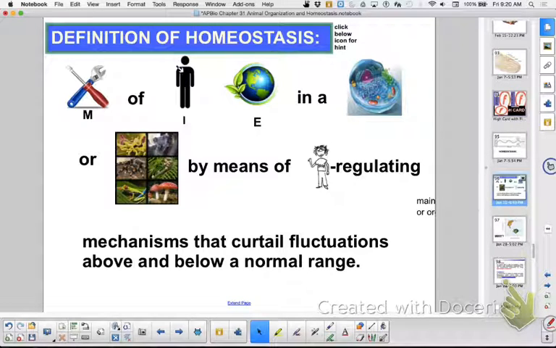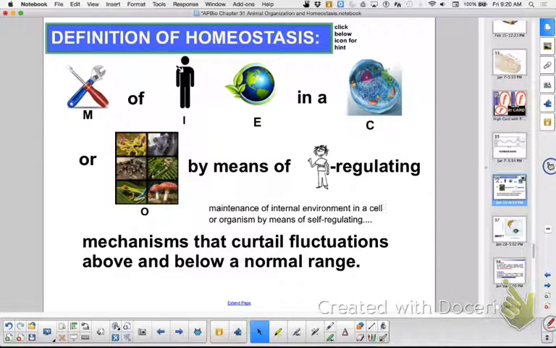Self-regulated organism. Mechanical mechanisms. Self-regulating. Got it? Okay. So I think on your basics, dynamic equilibrium of internal environment, normal functioning.